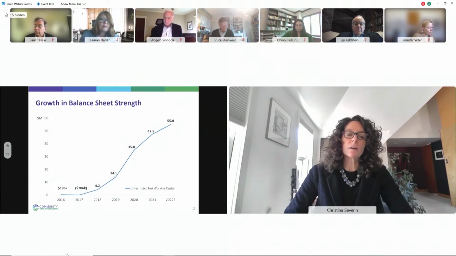The growth in our balance sheet, you know where it started. It's at 55. I think actually right now it's at 58, so things are good.